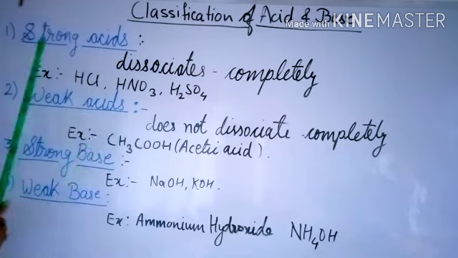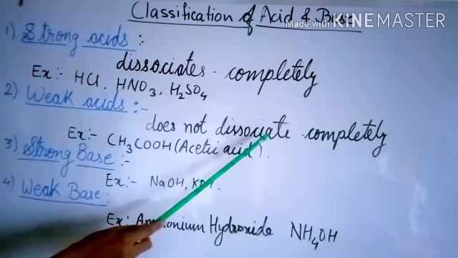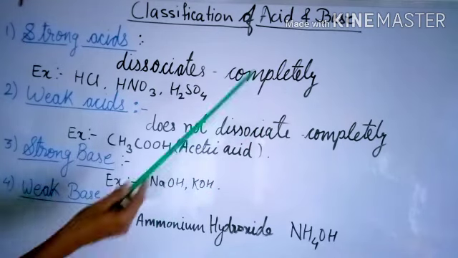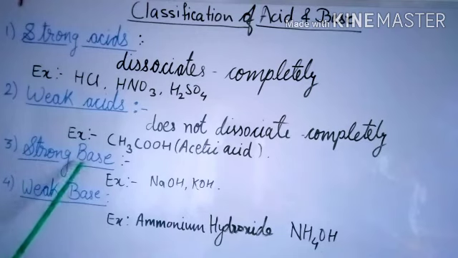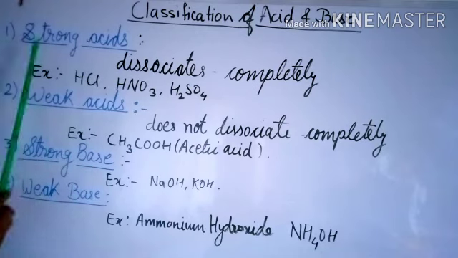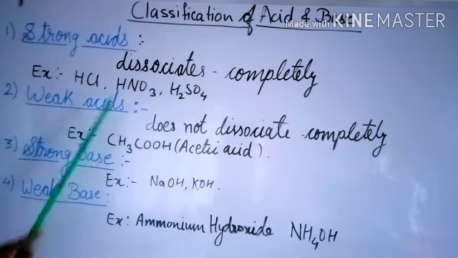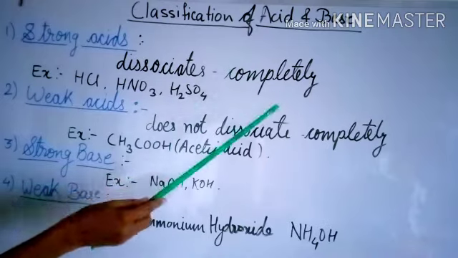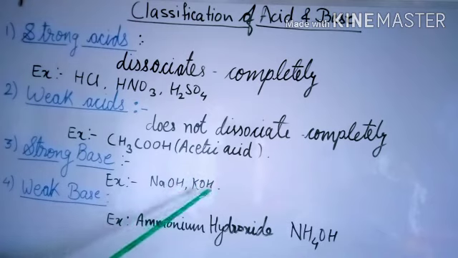Weak acids are those acids which do not dissociate completely into ions, into H ions. For example, acetic acid, CH3COOH. Now the third is strong base. Same as in the case of strong acid, strong bases are those bases which dissociate completely into ions. They are known as strong bases. For example, NaOH, KOH and so many others are strong bases.